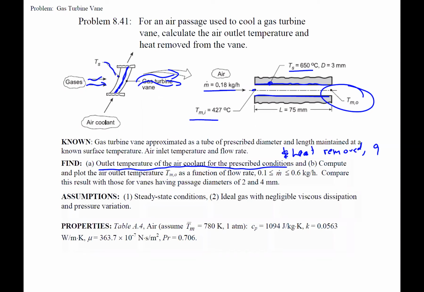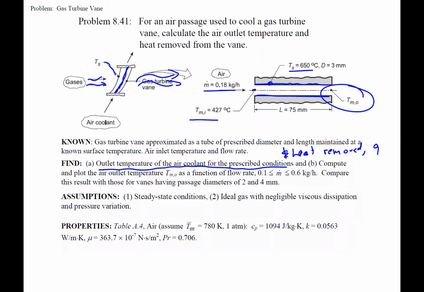Anyone want to take a guess there? What's being held constant here on the boundaries? On the boundary. Is it the surface? Yeah.